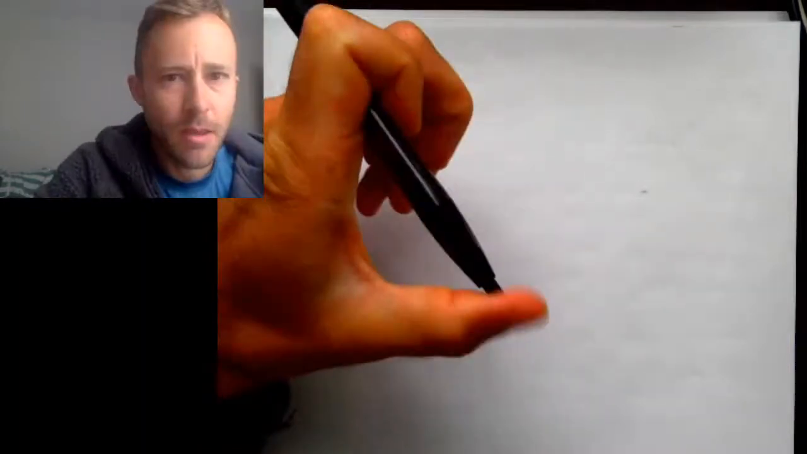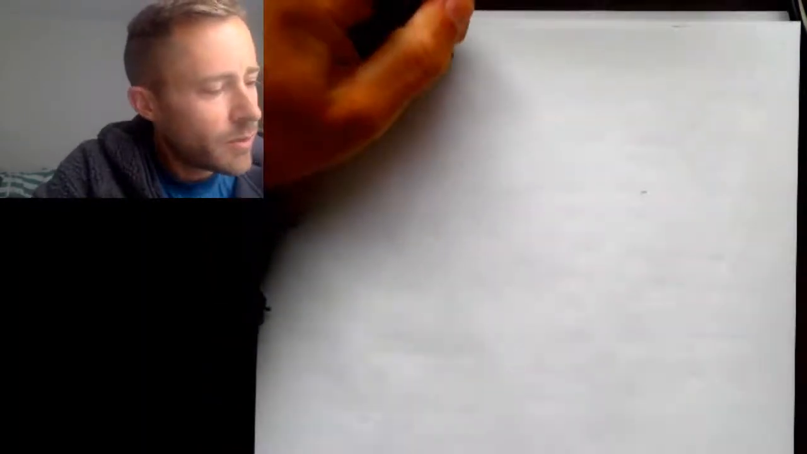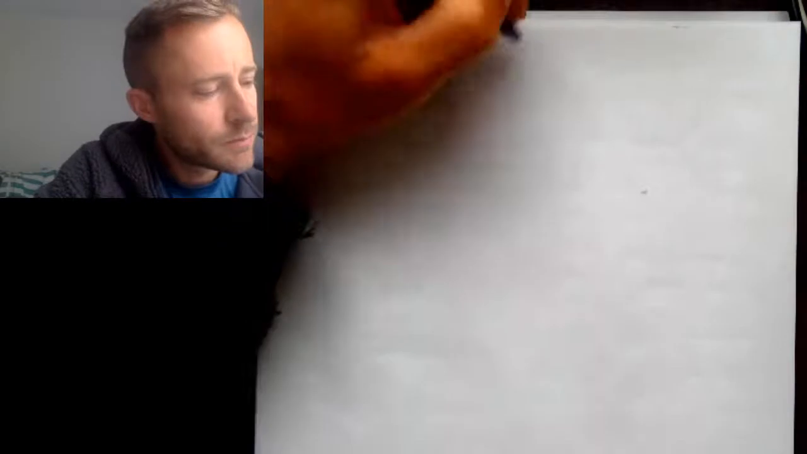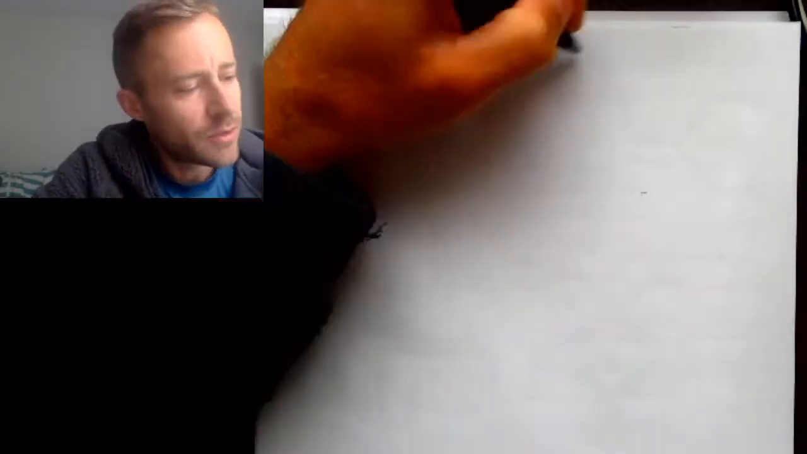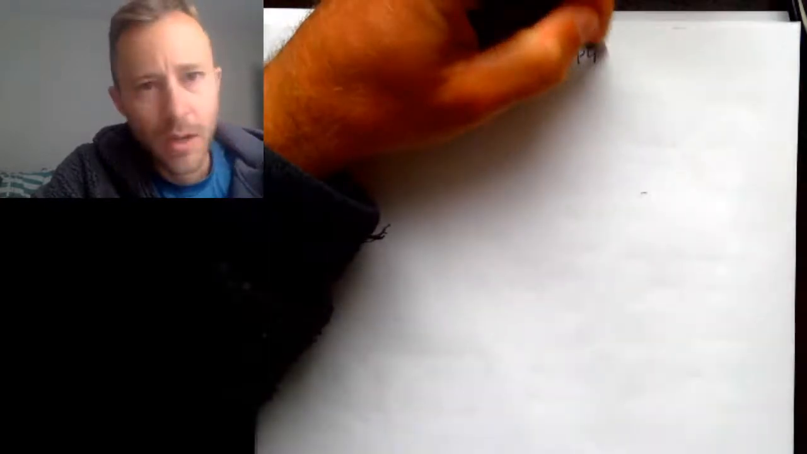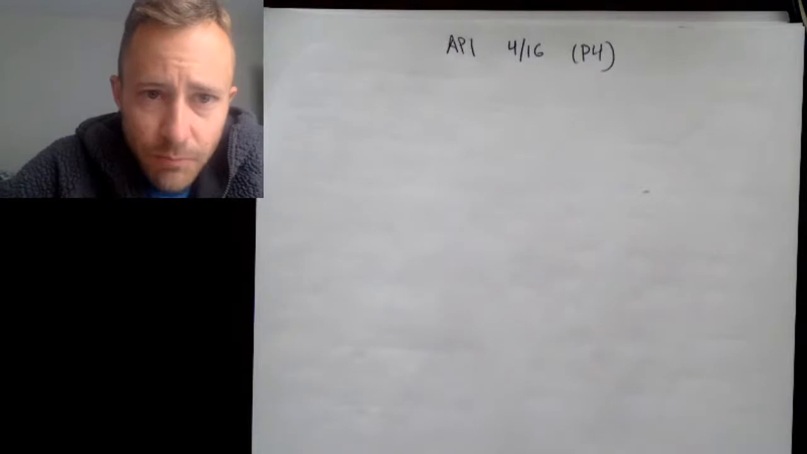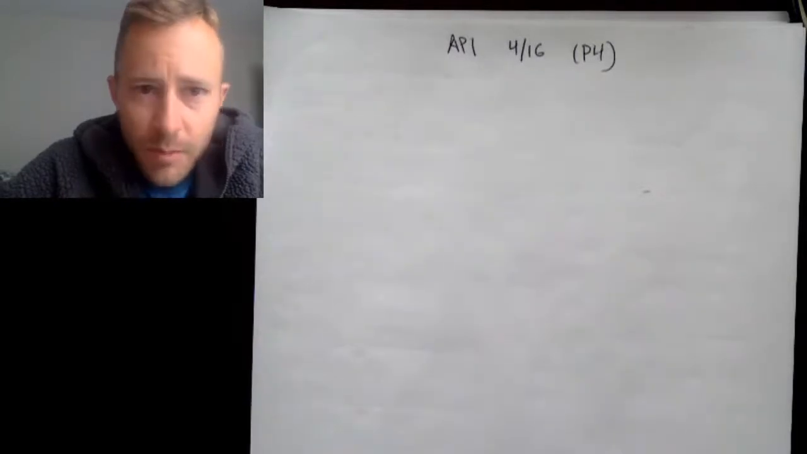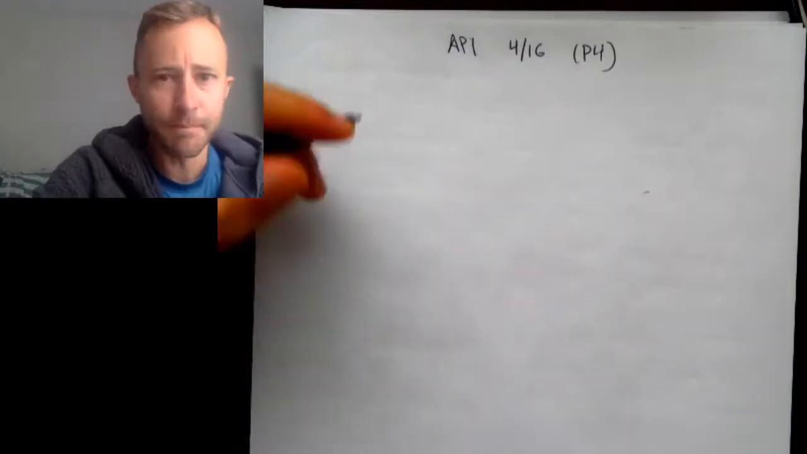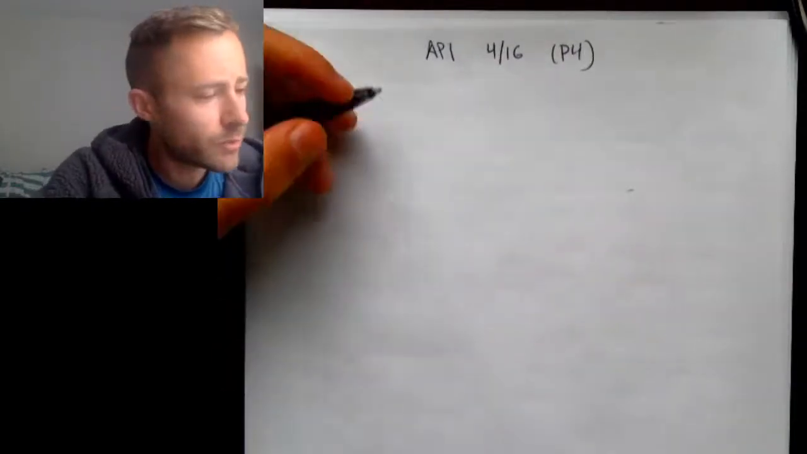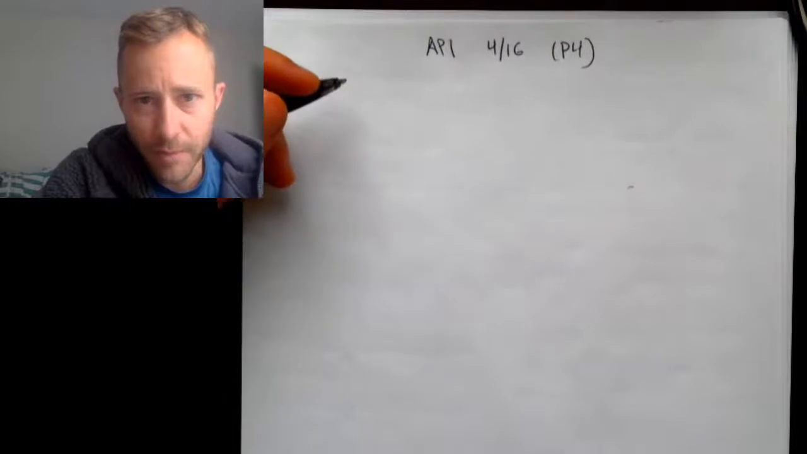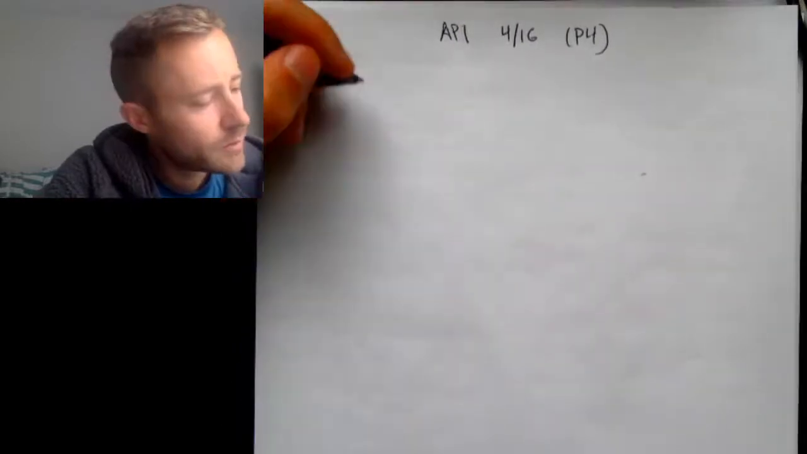Okay. So this is AP Physics 1, 16th, and this is period 4. All right, so we're continuing to talk about experimental physics. And so the first thing I'm going to talk about today is energy.